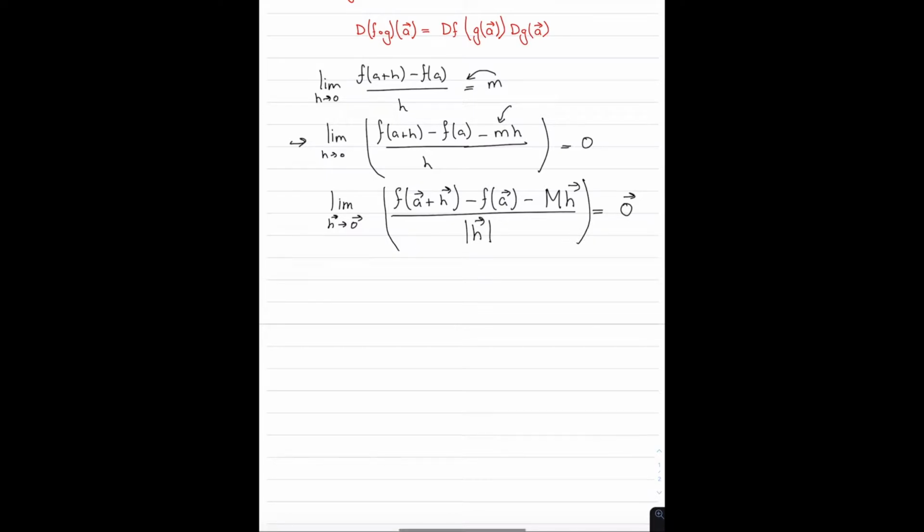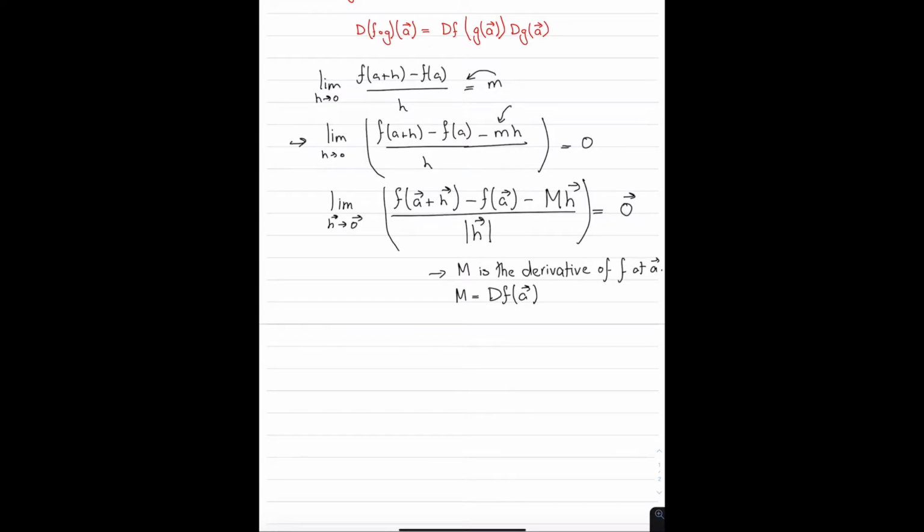If such a matrix M exists that satisfies this particular limit or condition, we say that M is the derivative of f at a. Now, one key thing to notice is that when this is the case, we say that M is equal to Df at a. So that is where this notation is coming from, this capital D.